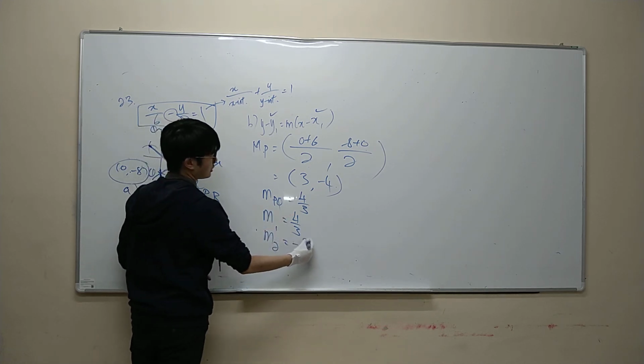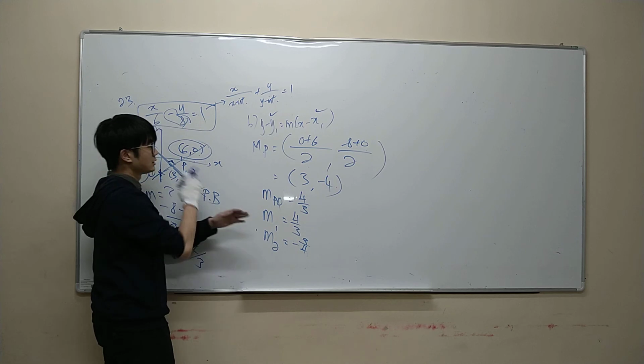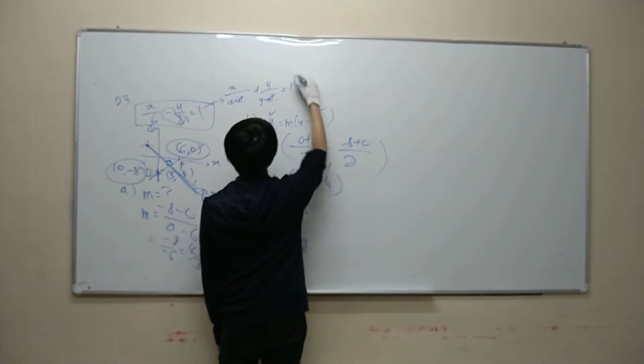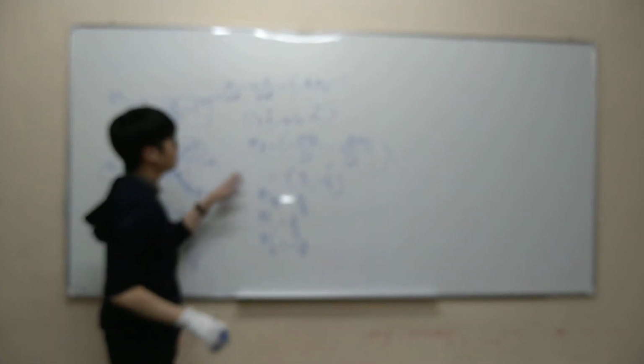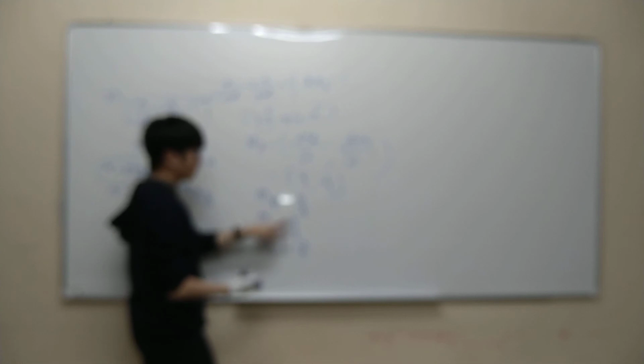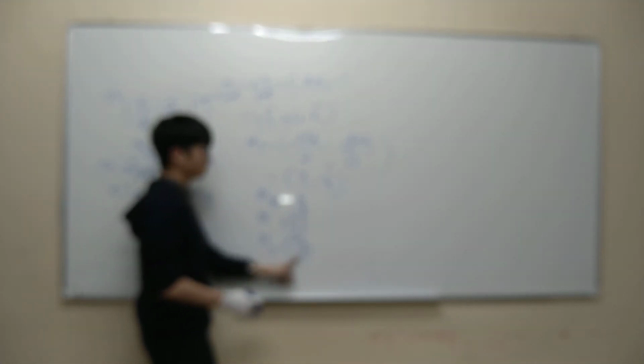Flip it and change the sign. Alright? Why? Because when two lines are perpendicular, M1 times M2 equals -1. So you can use this shortcut. How you use it is you flip it and change the sign. So 4 over 3 flipped becomes 3 over 4, change the sign, plus becomes minus. And you can double check, try multiplying them, and you will see that you really get -1. So this is the gradient we use, -3 over 4.